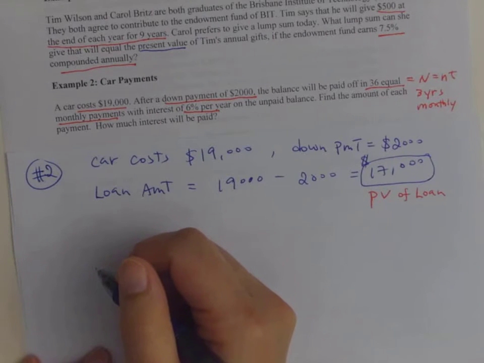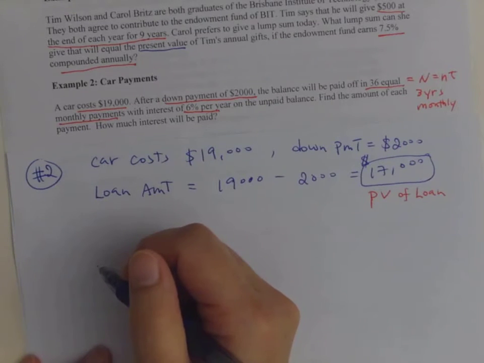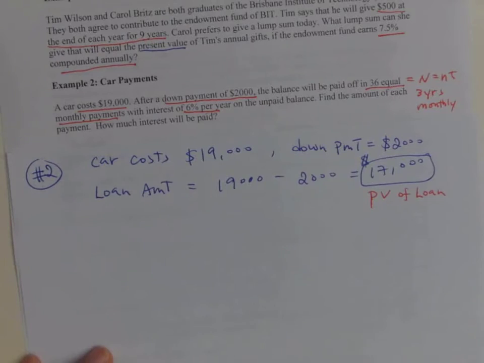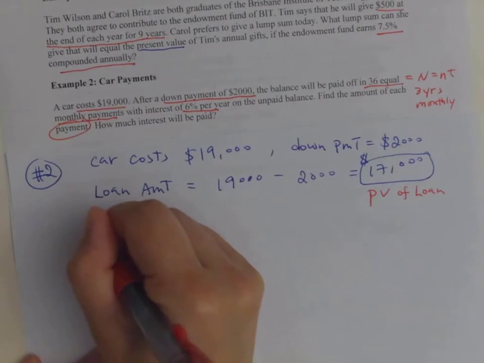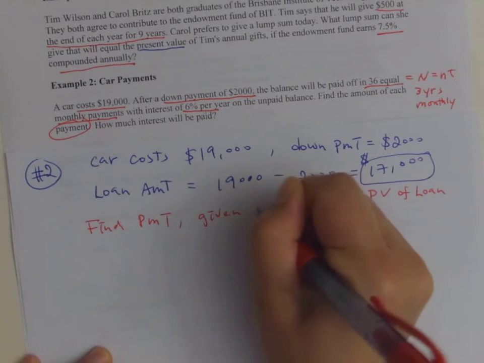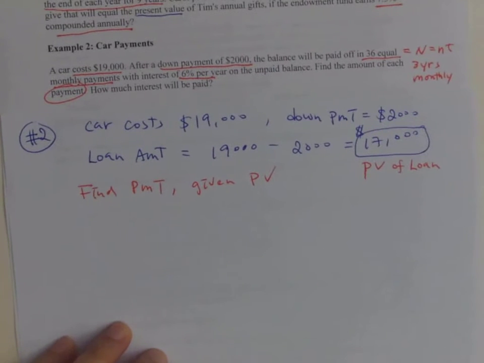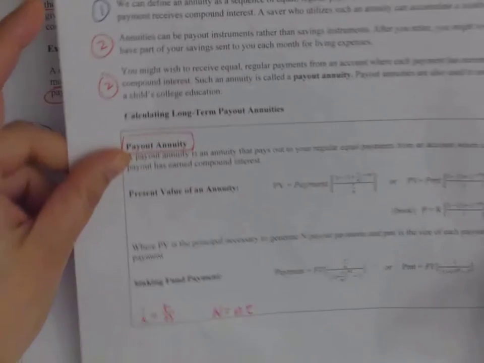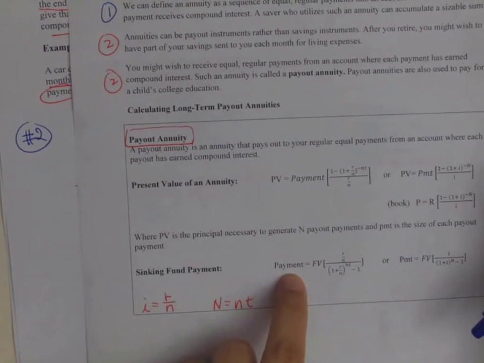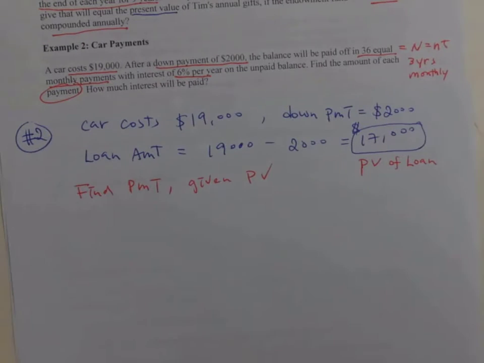So they want to find the amount of payment. So we need to find the payment given the present value, right? This is the present value of the loan. So we look at those formulas that we have. Which one is for payment? So this is for payment with the present value.